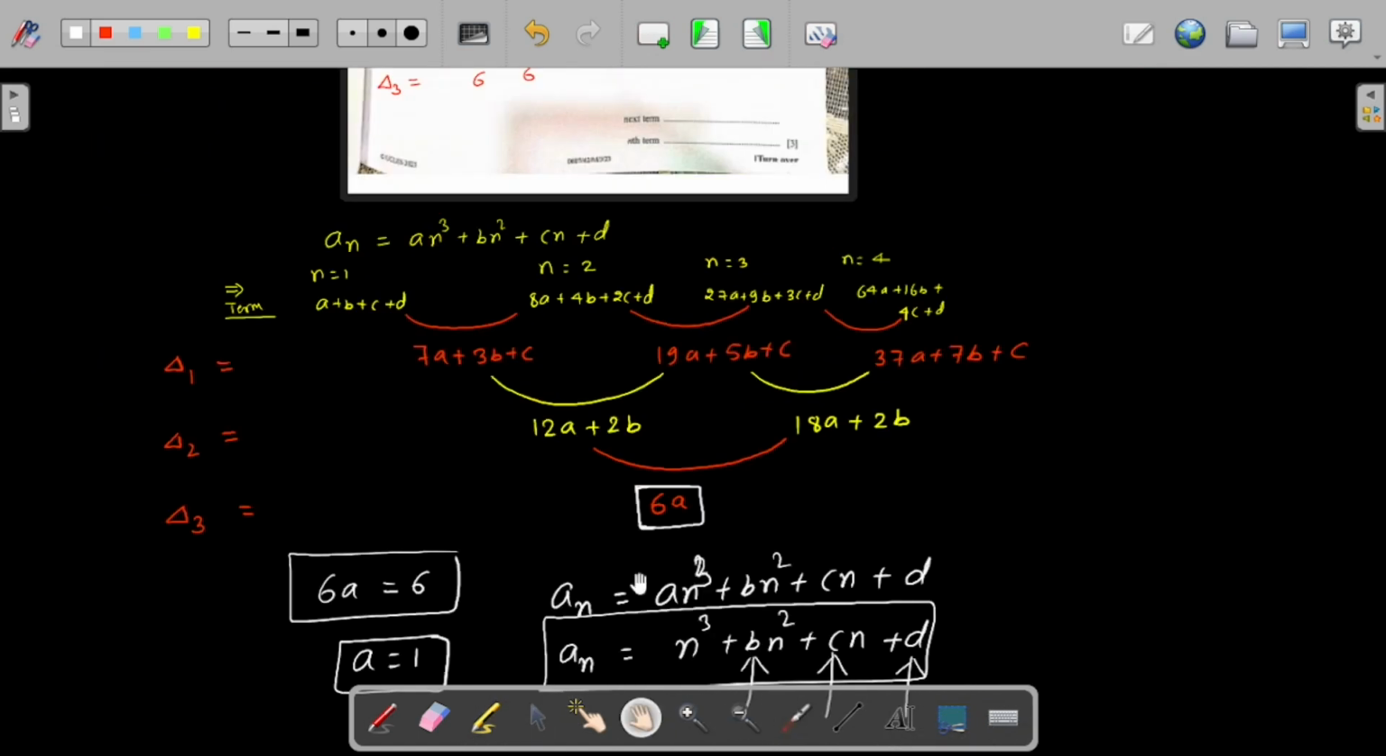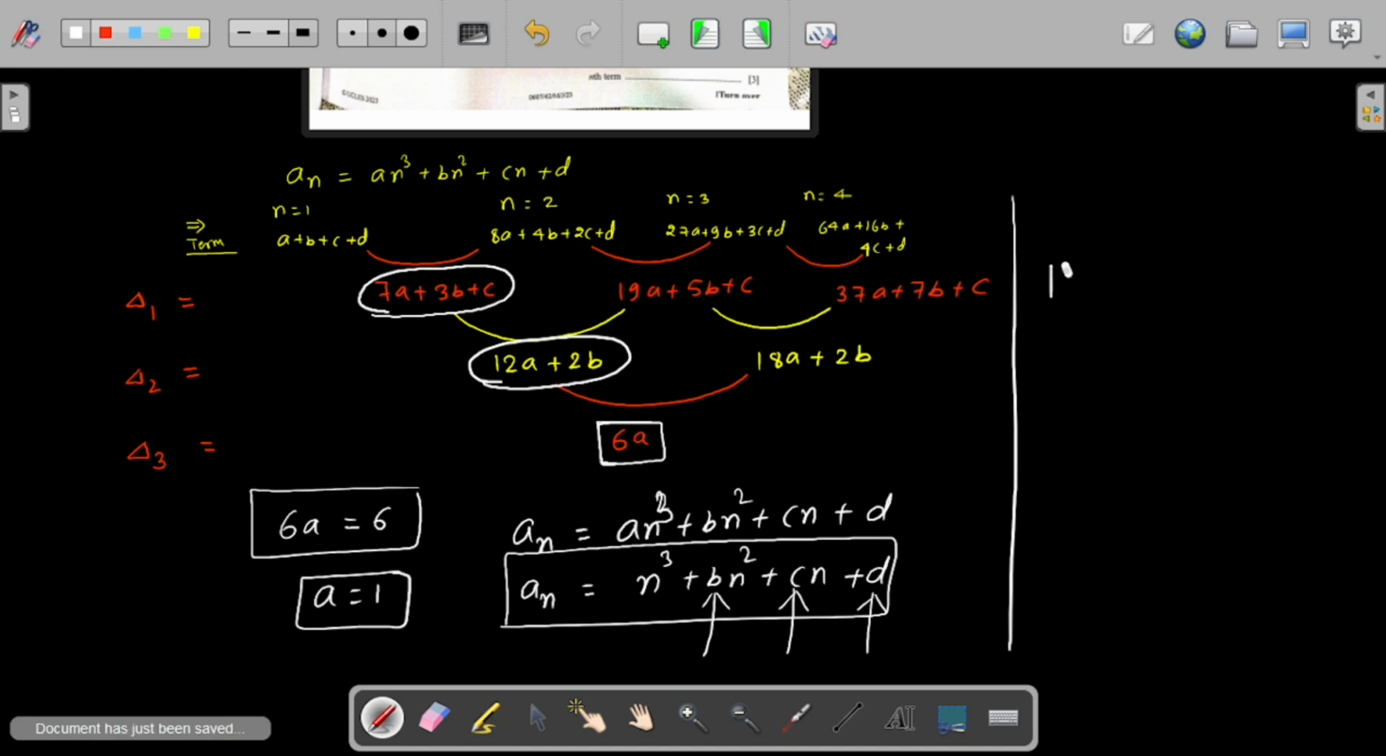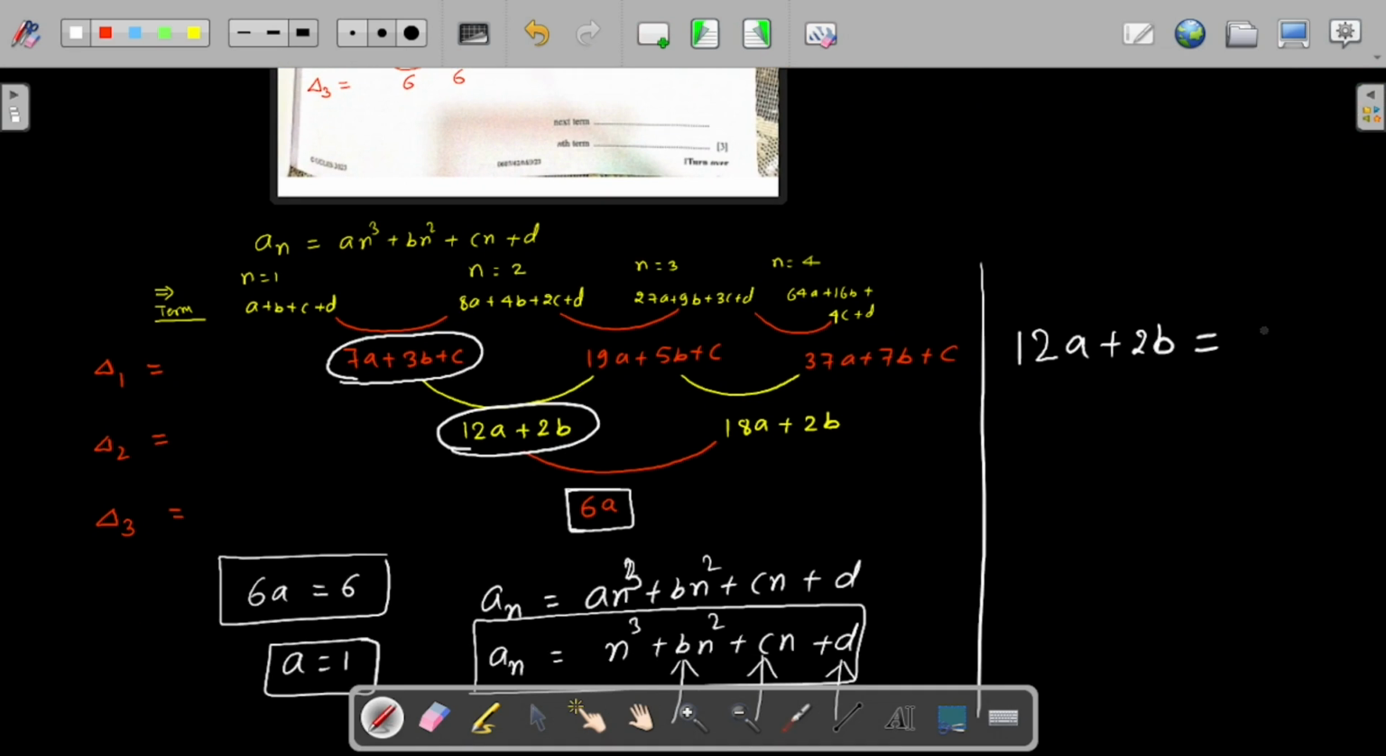So you can equate with any three terms, right? If you put n is equal to 1, it should be equal to the first term. You may put n is equal to 2, or in simpler terms you may take the first difference. The first difference should be equal to 7a plus 3b plus c. You may remember the second difference, that is 12a plus 2b. Here I'm using my second difference, which should be 12a plus 2b. So what's the second difference according to the question? It's 12. So I will write 12a plus 2b is equal to 12.